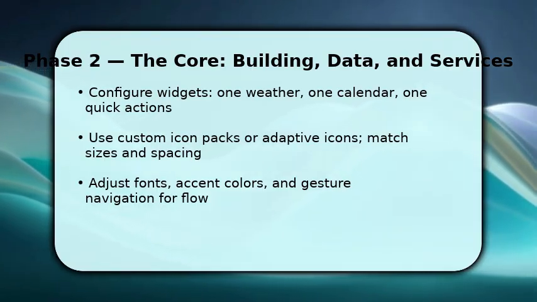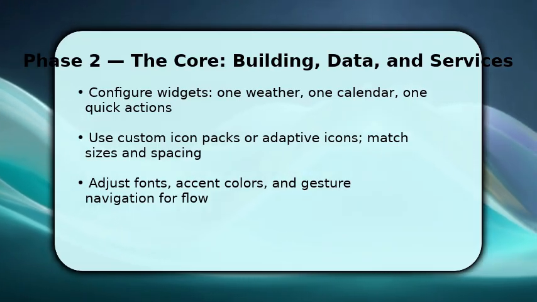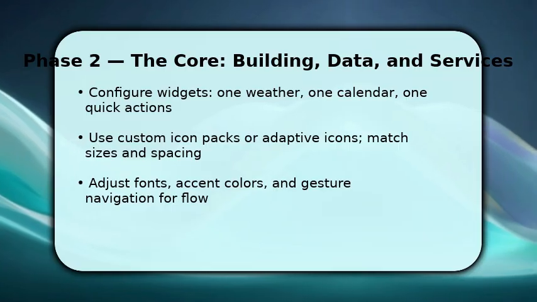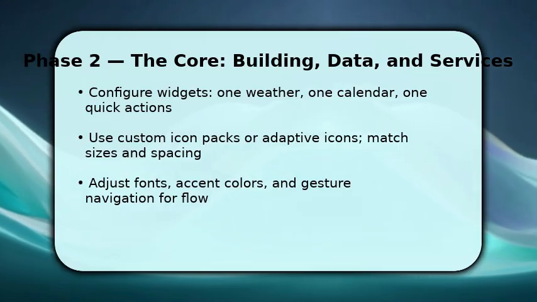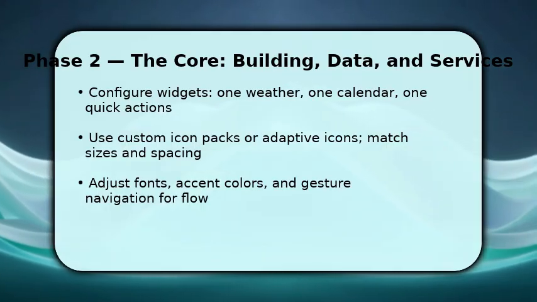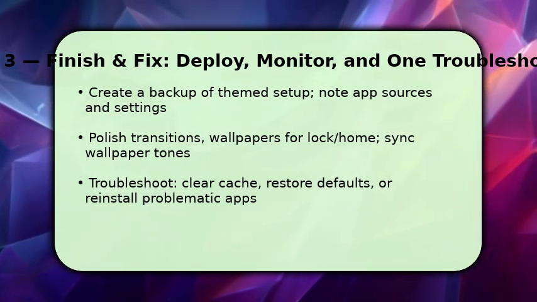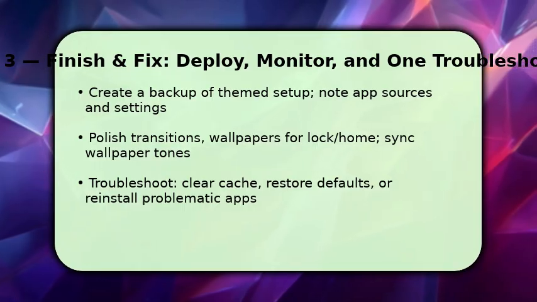This creates visual unity. Adjust font weight and accent color across apps where possible to keep consistency, and enable gesture navigation to maximize screen space. Make sure to test tap targets. Spacing affects both usability and the finish by polishing transitions, timers, and lock screen wallpaper so the experience feels intentional.